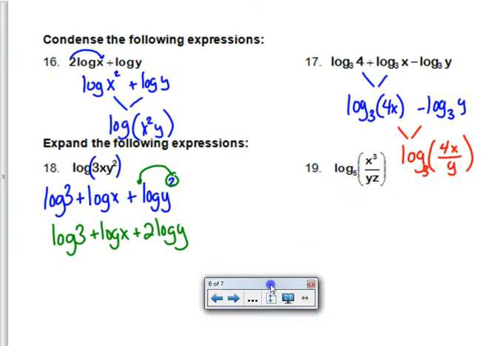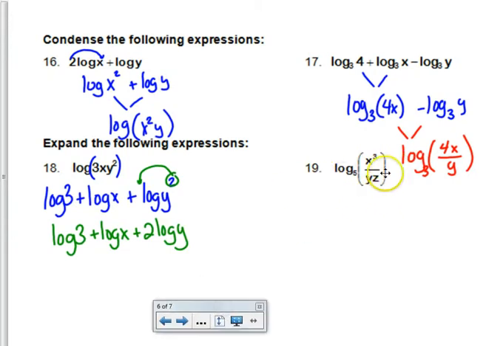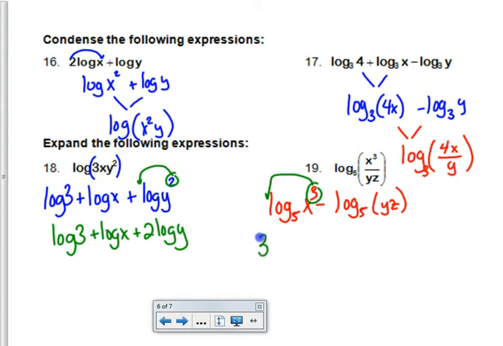This question's a little tricky because there's a division of 2 things. So we're going to first set up the division problem as a subtraction problem. And then I know one thing that's going to have to happen is this exponent will come down, but this is the part I'm worried about. We're subtracting a log base 5 of y and z, which means when I separate the y and z, I got to remember to subtract both of their logarithms. So I have 3 log base 5 of x minus log base 5 of y, also minus log base 5 of z, and that is fully expanded.